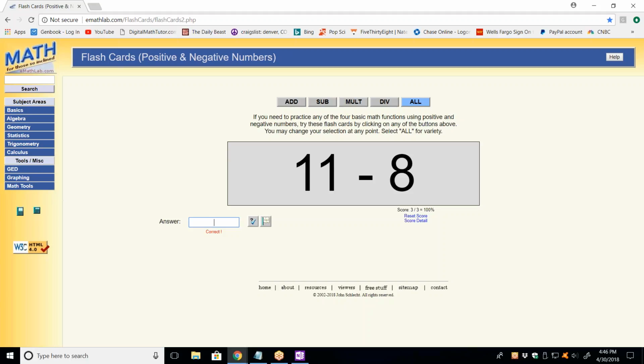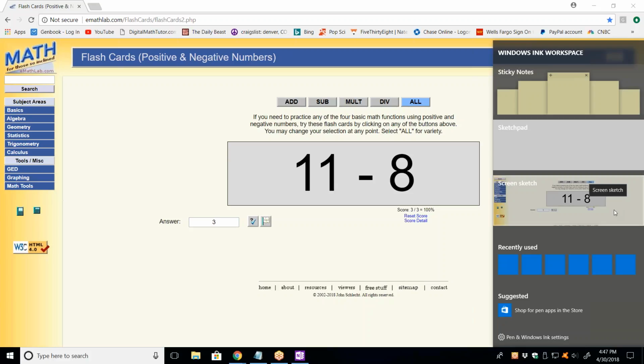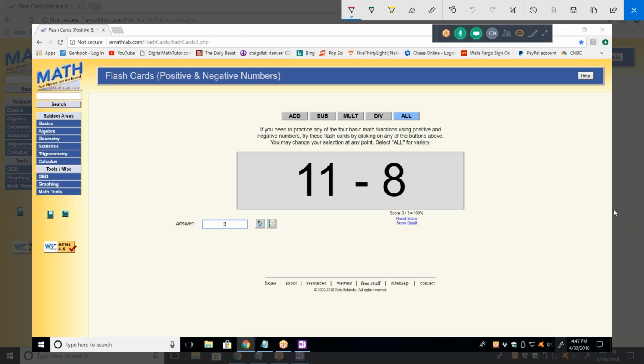What's 11 minus 8? A bigger number minus a smaller number is always a positive number. Oh, it's 3. In other words, this is an easy problem. You don't need to change this into an addition problem. I could if I wanted to. It's just you don't need to. We know how to subtract a bigger number minus a smaller number. Everybody knows how to do that.